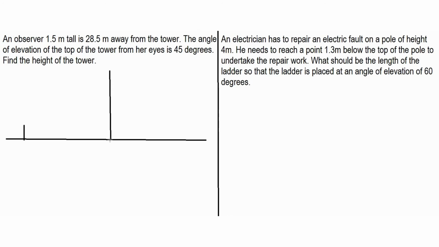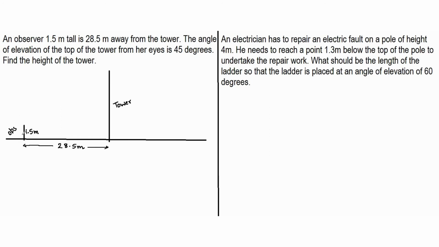So there is a tower. So you will notice that as I read the question, I draw the diagram. This is a tower and this is the observer. The height of the observer is 1.5 meters. The distance between the observer and the tower, that is the horizontal distance, is 28.5 meters.